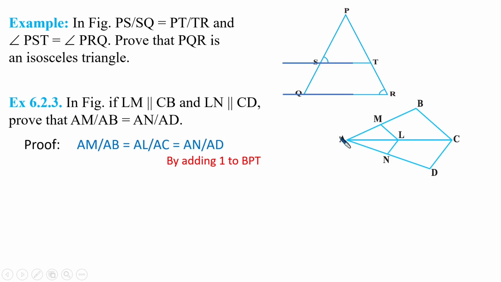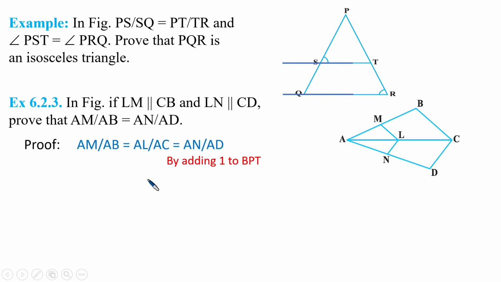In the figure, LM is parallel to BC and LN is parallel to CD. Here I have written AM by AB is equal to AL by AC, which is equal to AN by AD. I can get this by adding 1 to my BPT. The BPT was AM by MB. If I add 1 to AM by MB, then MB plus AM becomes AB. So you just do it. You write the BPT, AM by MB is equal to AL by LC, and you add 1 to it, and you will get this.